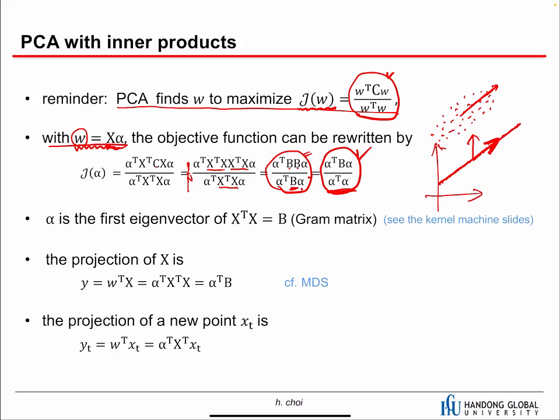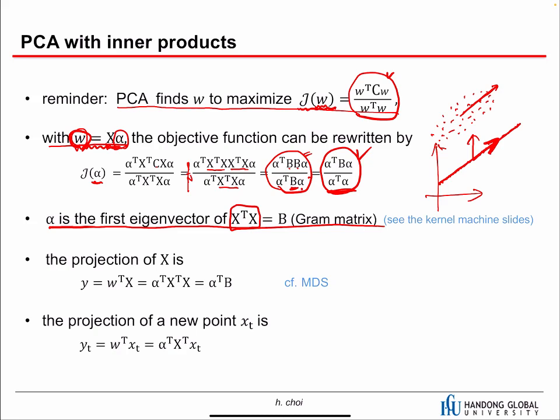Okay, then we have a slightly different primary variable, alpha. Instead of W, we need to know alpha. If we know alpha, then we can define W. So we just change the parameter from W to alpha. Alpha is the first eigenvector of this inner product or Gram matrix. We'll talk about this Gram matrix later in the kernel machine slides.